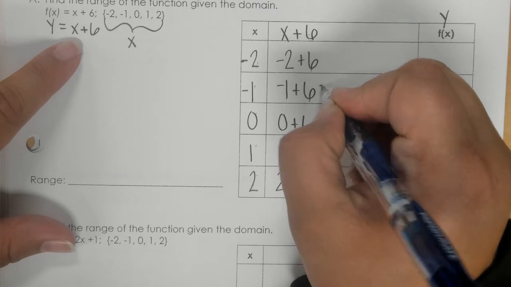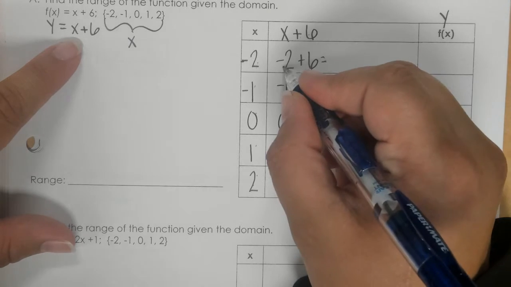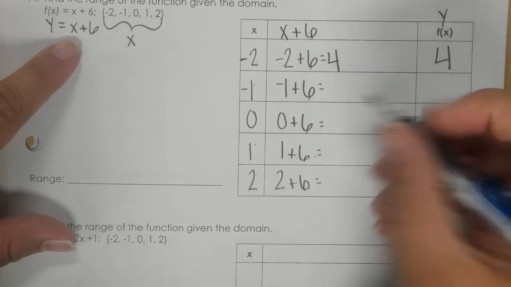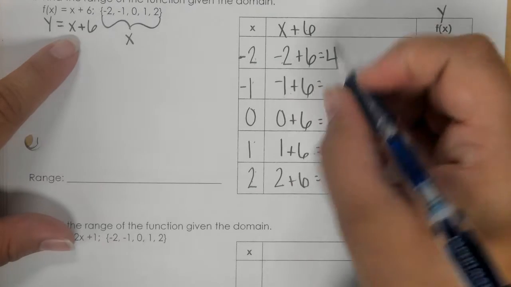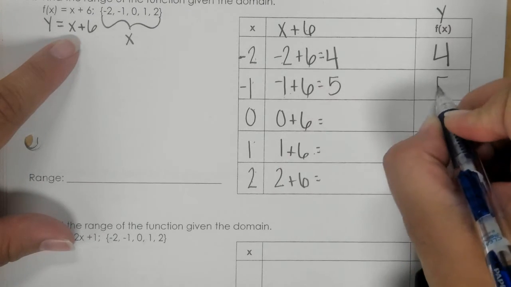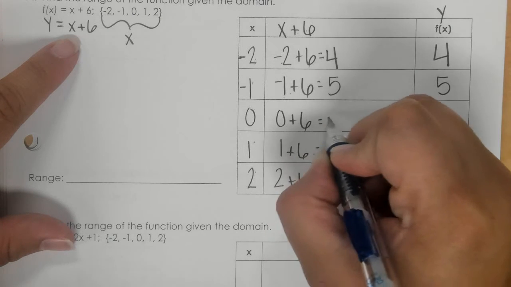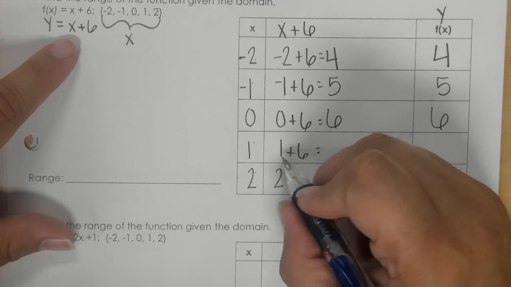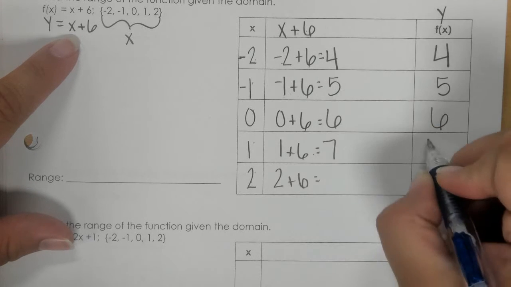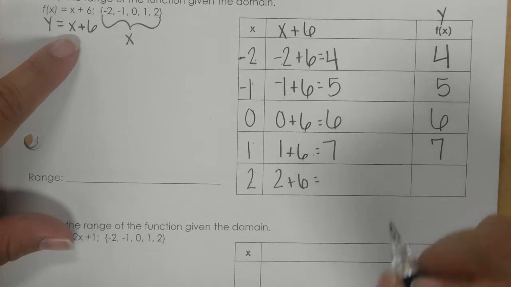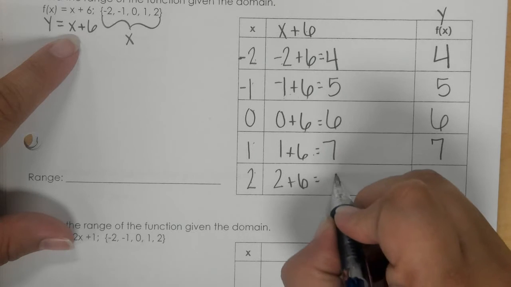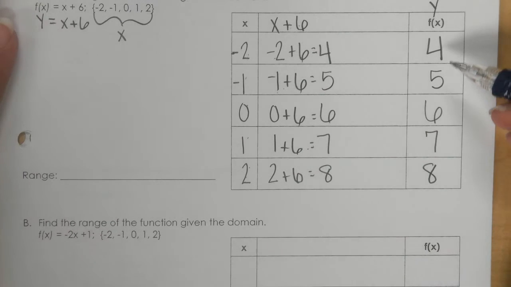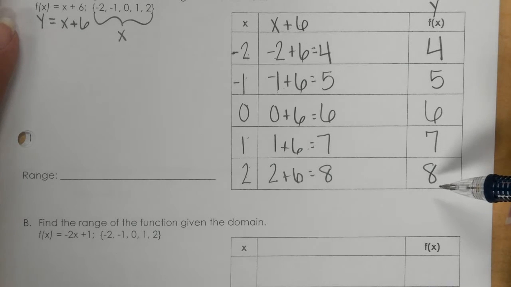And if I add 6, -2 plus 6 is 4. -1 plus 6 is 5. 0 plus 6 is 6. 1 plus 6 is 7. And 2 plus 6 is 8. So these are my range values, my y values.